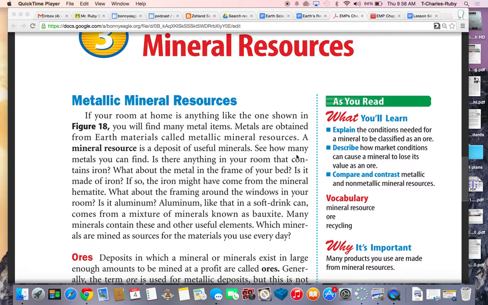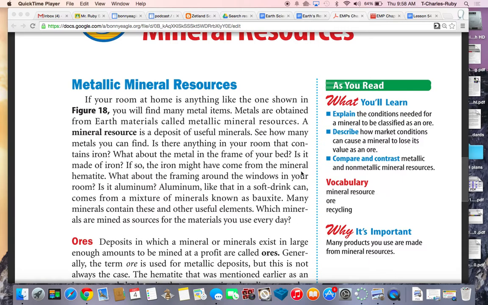Is there anything in your room that contains iron? What about the metal in the frame of your bed? Is it made of iron? If so, the iron might have come from the mineral hematite. What about the framing around the windows in your room? Is it aluminum? Aluminum, like that in a soft drink can, comes from a mixture of minerals known as bauxite. Many minerals contain these and other useful elements. Which minerals are mined as sources of materials you use every day?